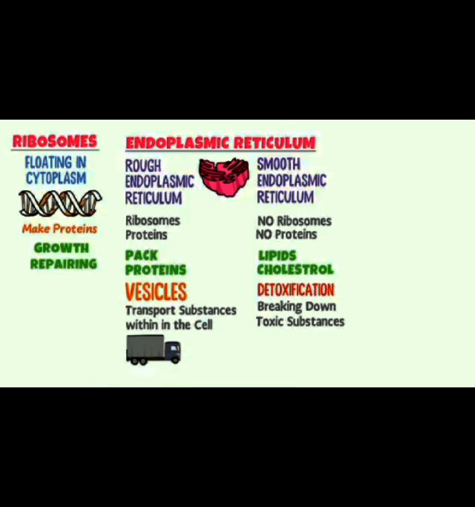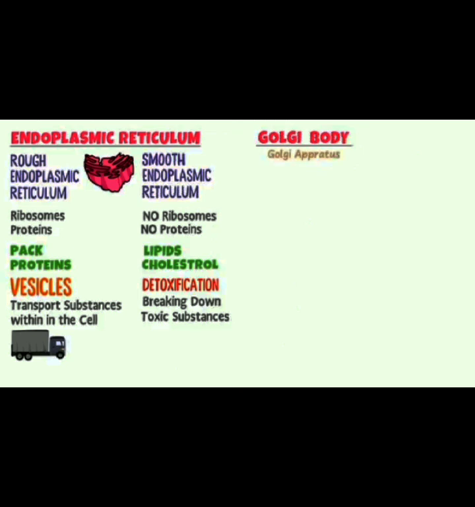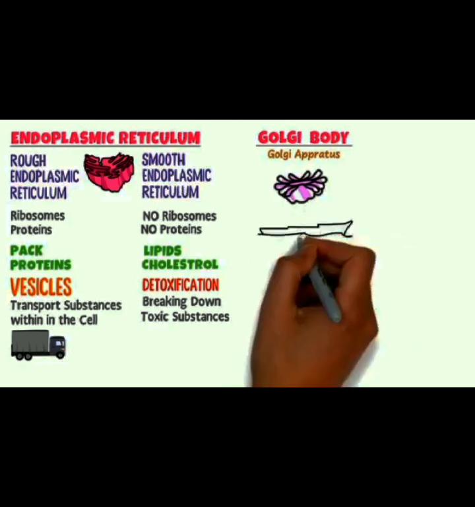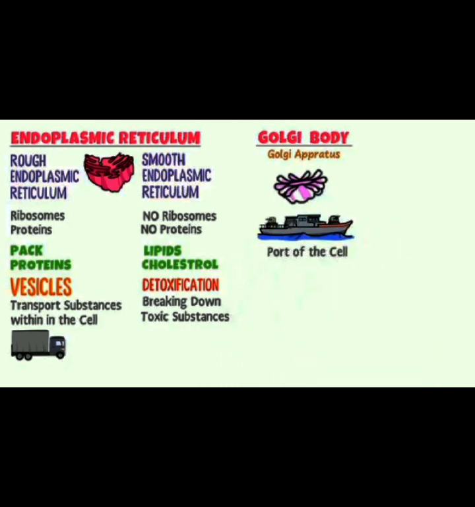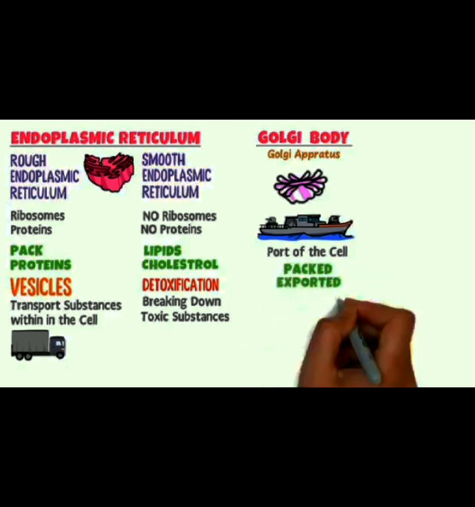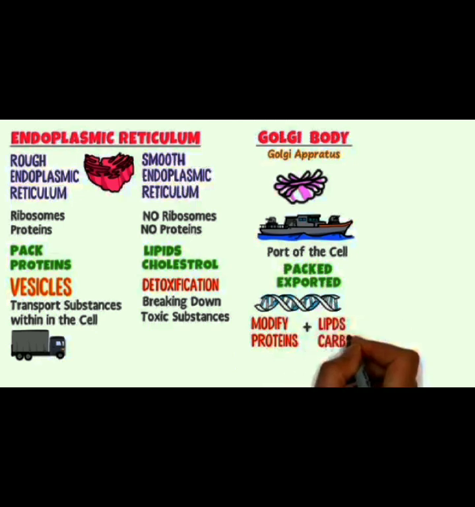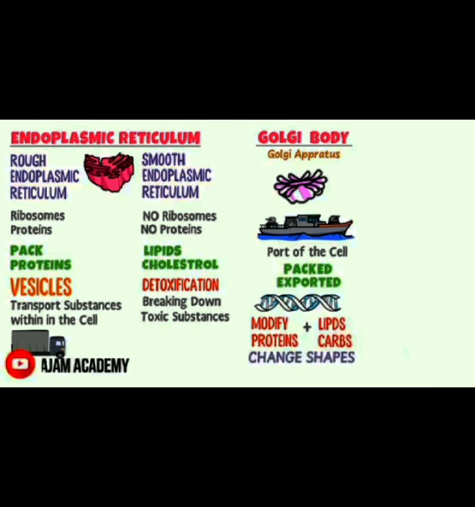The protein formed by the ribosomes and packed by the rough endoplasmic reticulum is transported by the vesicles to the Golgi body, also known as the Golgi apparatus. Golgi is the name of the scientist who discovered it. Remember that the Golgi body is the port of the cell, where things are collected, packed and exported. Golgi body receives proteins from the rough endoplasmic reticulum. It modifies the protein by giving it proper shape. For example, it will add lipids or carbs to the protein and change the shape of the protein, because the shape of the protein plays a pivotal role in its function.